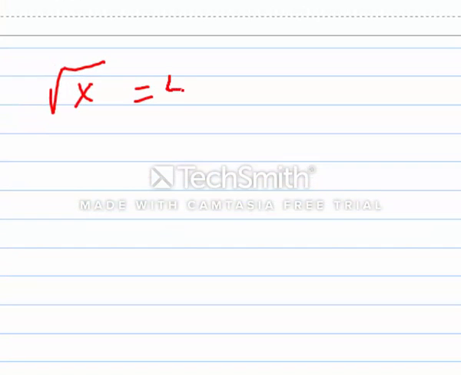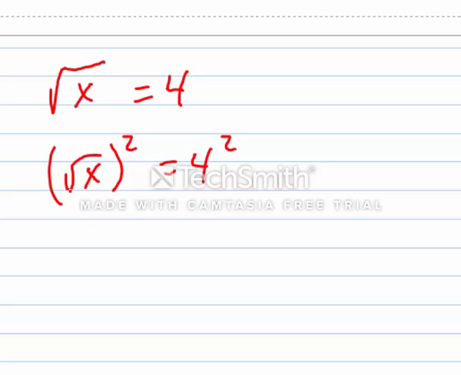Okay, say we have the square root of x is equal to 4. How do we solve something like that? Well, we just square both sides. The square root of x squared is just x, which is equal to 16. And we can check that. The square root of 16 is equal to 4, so we got it.